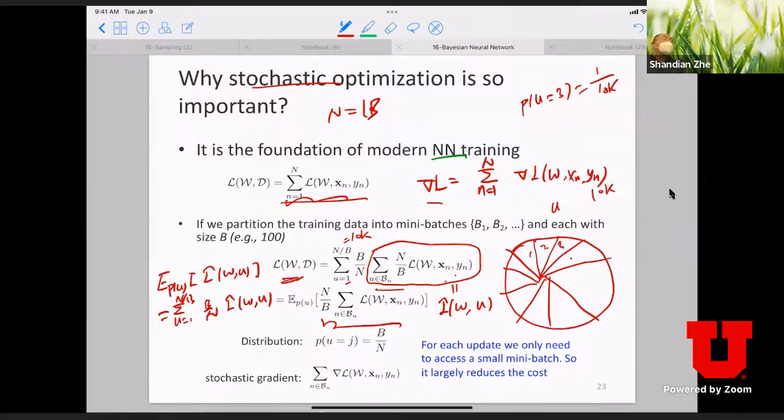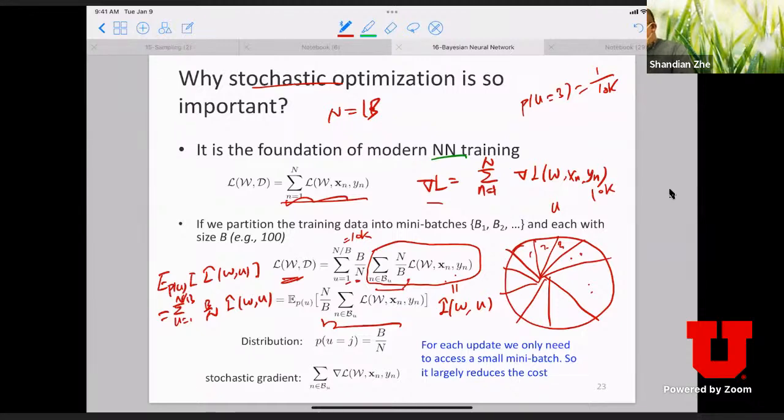Does it make sense? Okay. Anyone feels uncomfortable? Because this is really important. I want to make sure everyone feels comfortable. It's just to rearrange the training examples into different mini batches. Then you just go through every mini batch, and you plug in this additional factor, B over N, and then you multiply N over B inside the loss of each mini batch.